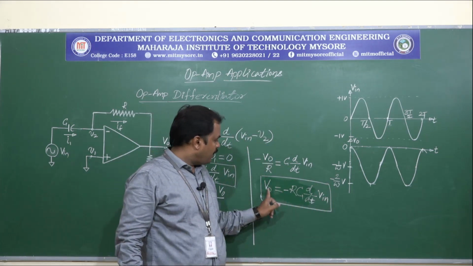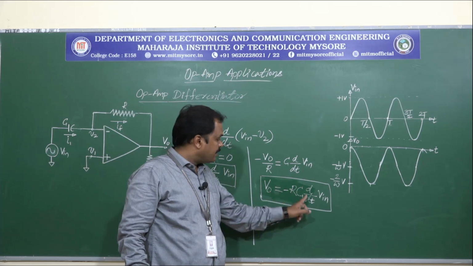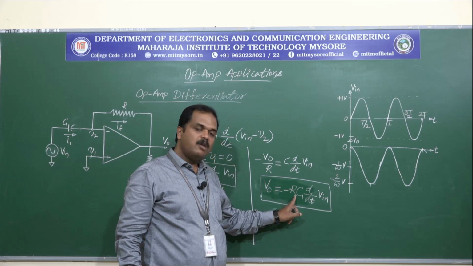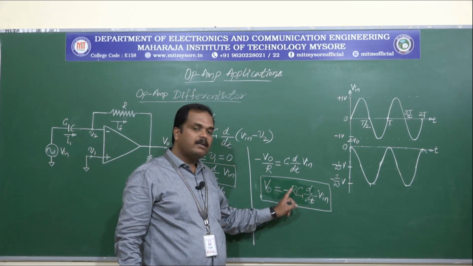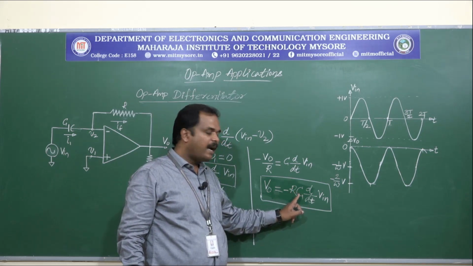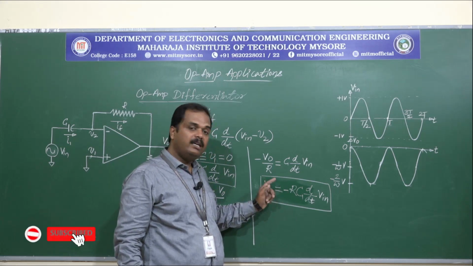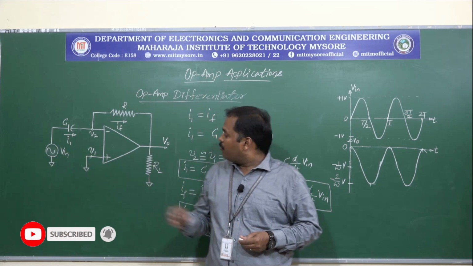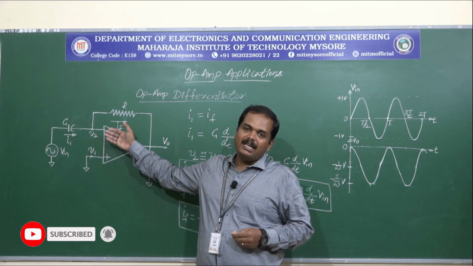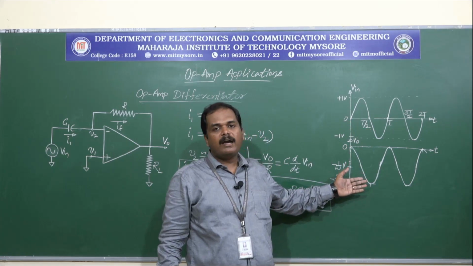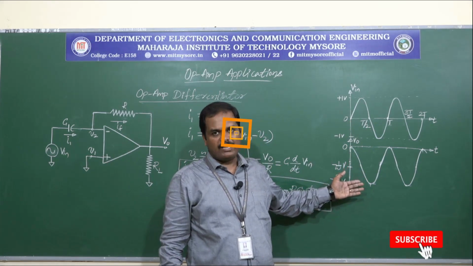So here we can see output voltage V0 is given by differentiation of the input voltage multiplied by the gain factor given by the resistive element and the capacitive element with the negative sign. Again, negative sign we have because the op-amp is connected in the inverting mode, and this is the input waveform and output waveform for the differentiator.